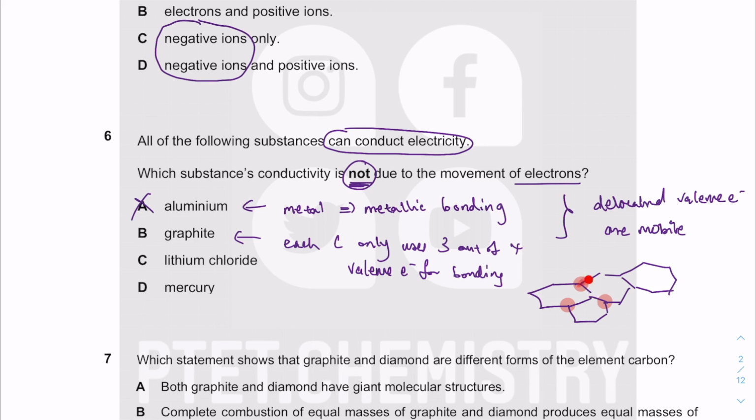So each carbon in the graphite layer has 1 free electron to conduct electricity very well along each layer of the graphite. So graphite conducts electricity due to the presence of 1 free electron per carbon atom along the horizontal layer of graphite.